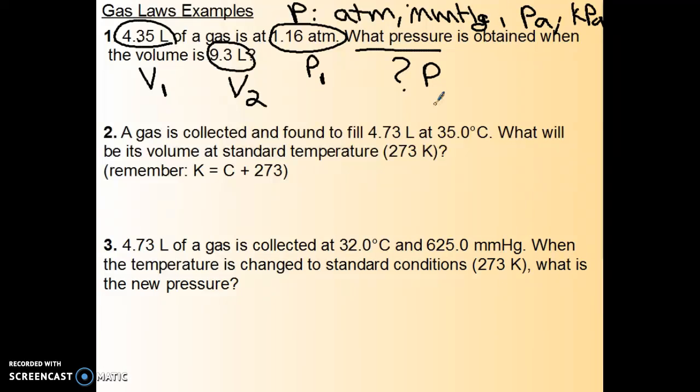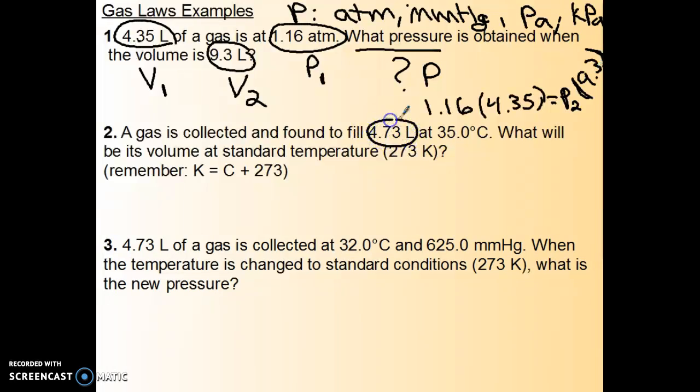So if I have P times V as the format for this equation, I'll have 1.16 times 4.35 equals P2 times my 9.3. So you could solve like we have been, where you divide on both sides by this 9.3 because we need to isolate our P2, and you multiply these two, then divide by 9.3, and we would get our answer for P2. We could go about the same thing for each of these problems.